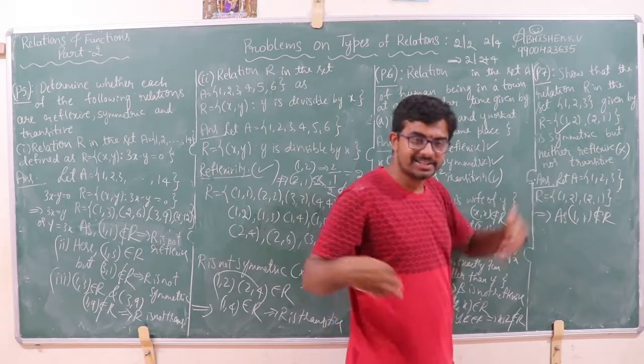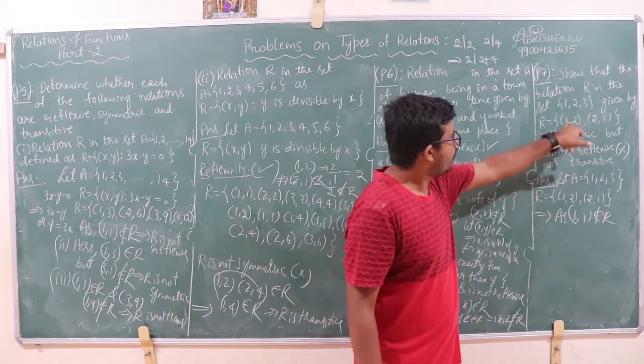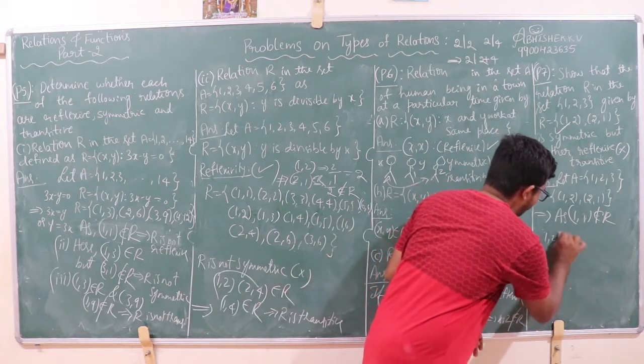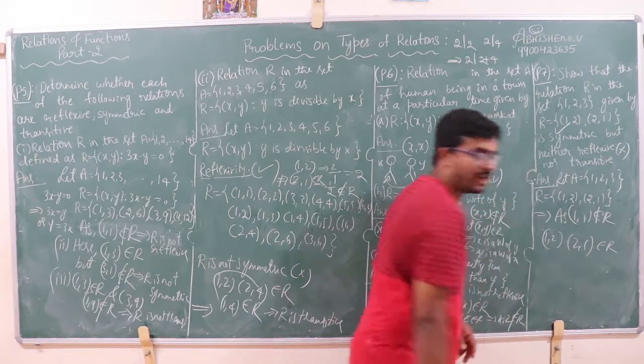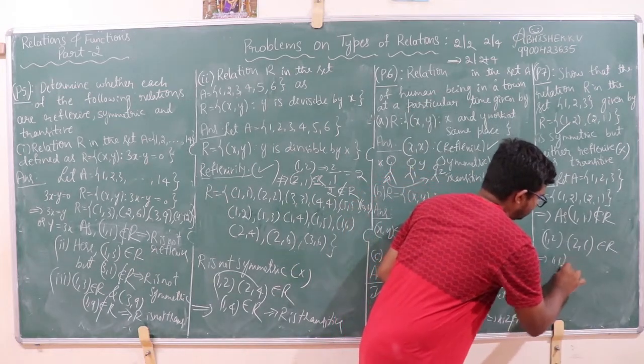We need to prove it is not transitive also. See, (1, 2) belongs to the relation, (2, 1) belongs to the relation, both belong to the relation. Where is (1, 1)?